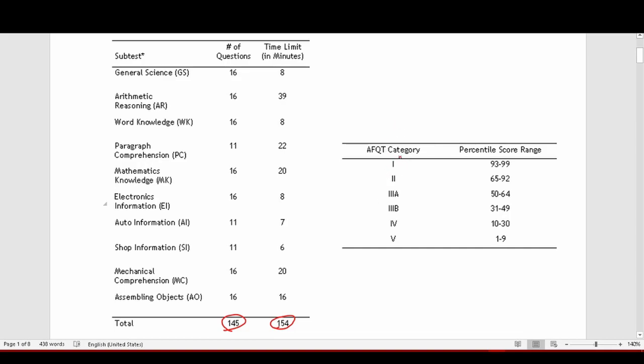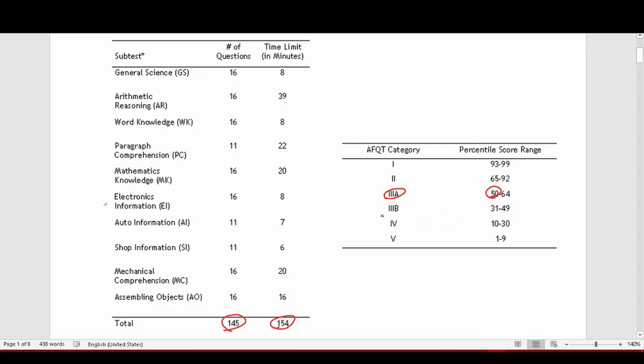As you can see to the right here, your AFQT score is broken down in two different ways. It's broken down into categories, which range from 1 to 5, as well as percentile score ranges, which range from 99 to 1. The way this works, for example, is like this. If you score a 50 in terms of your AFQT percentile, that means you've scored better than 50% of all test takers, and at the same time, that would put you in corresponding category 3A.